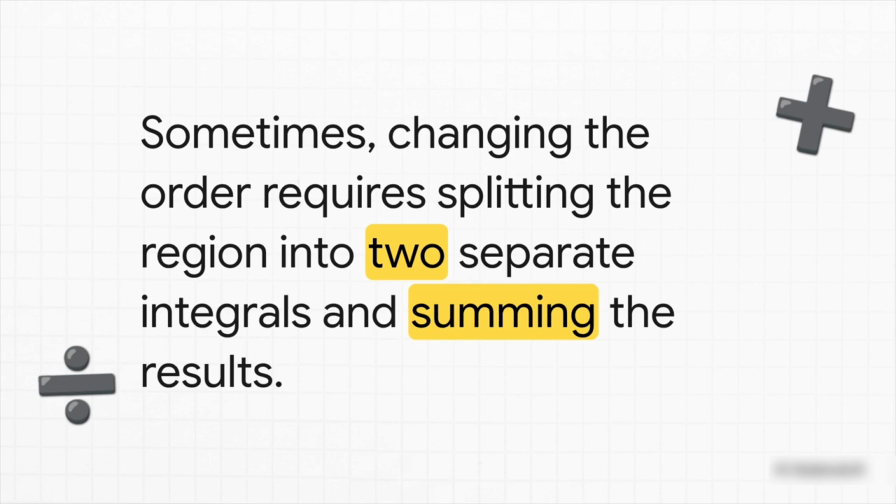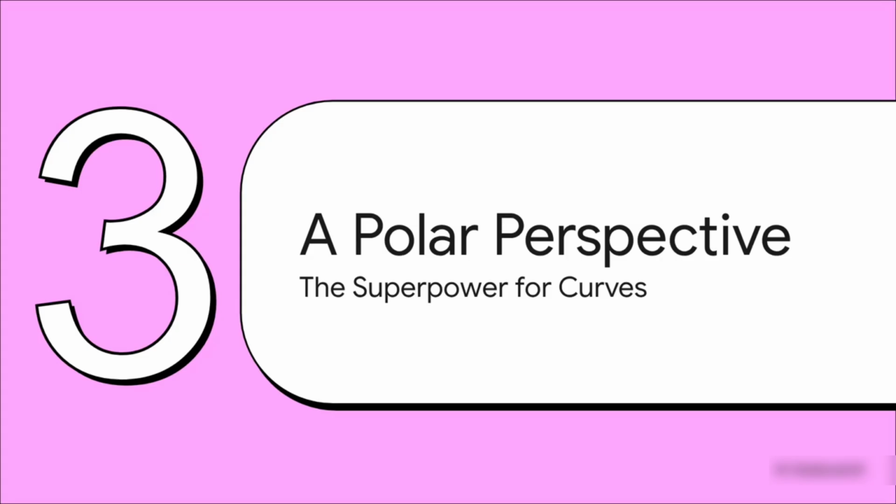You just set up two separate integrals and add them up at the end. Okay, so we're good with general curvy shapes. But what about the really round stuff, like circles? For that, we're going to need a bit of a superpower.